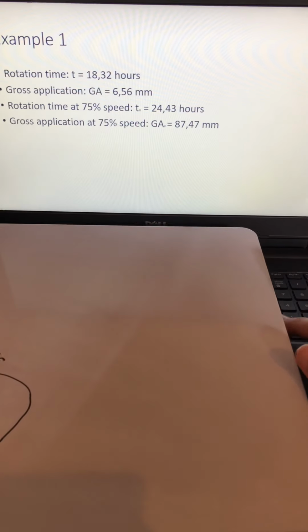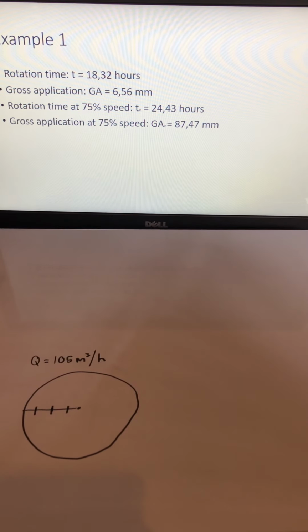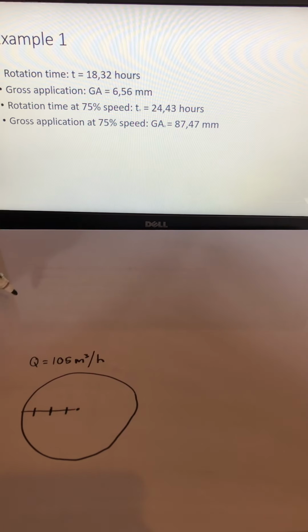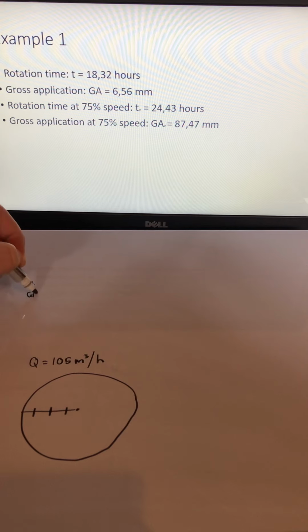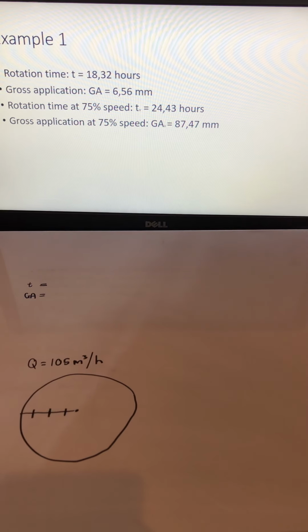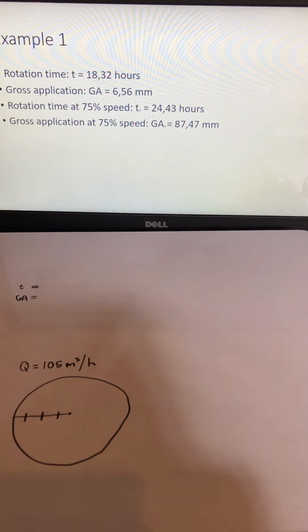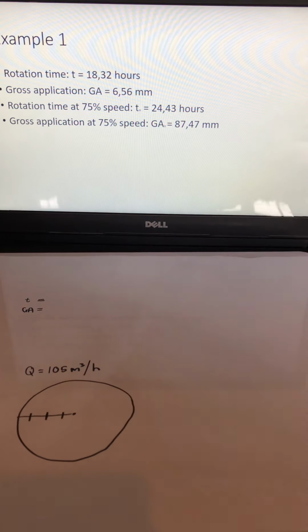So what we want to calculate is the rotation time, so that's T, the gross application, GA, and then we also want to calculate the rotation time at 75% speed and also the gross application at 75% speed.